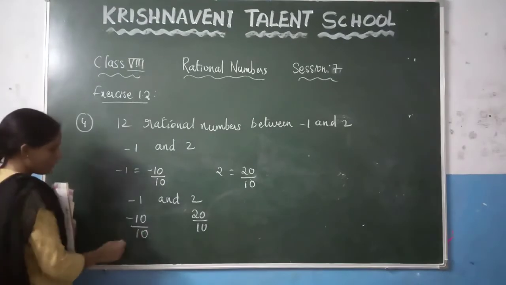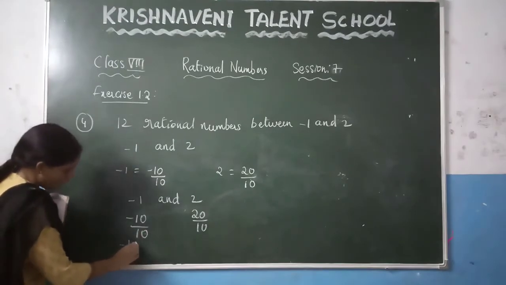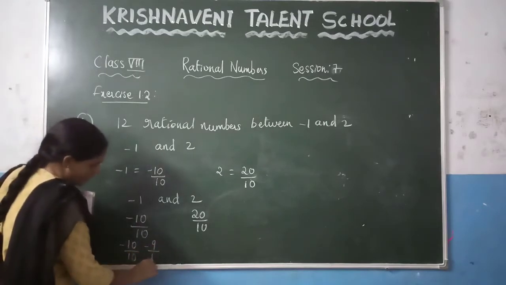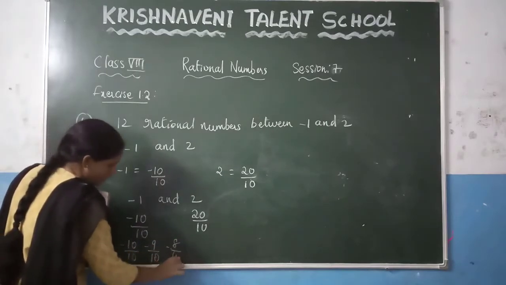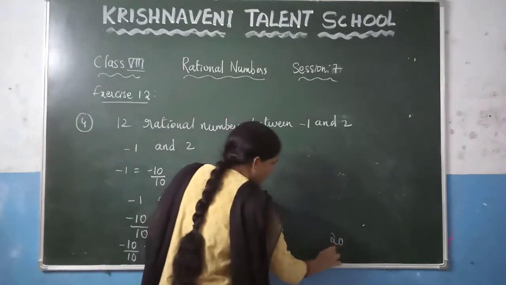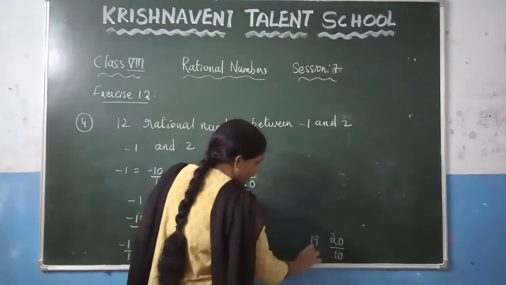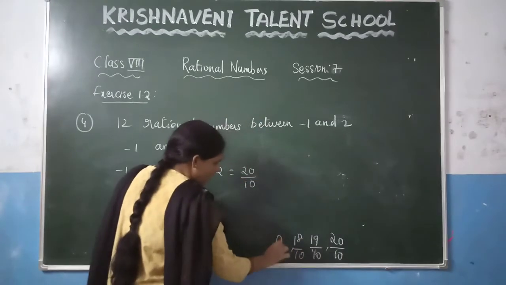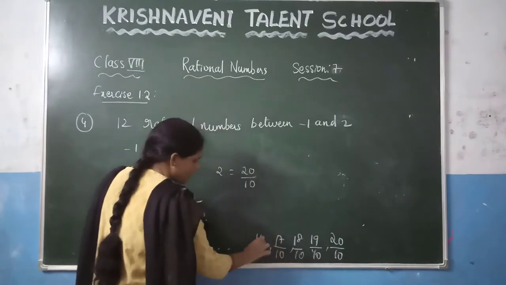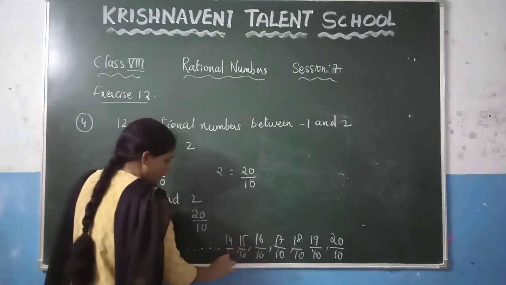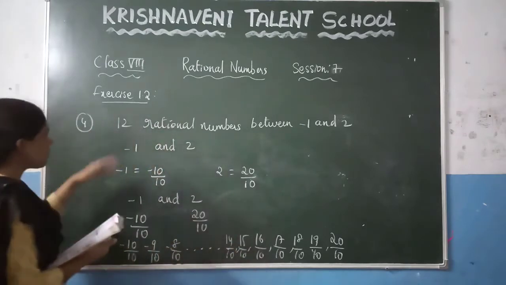You can observe that here minus 10 by 10 is there, and after that you will get minus 9 by 10, minus 8 by 10 and so on. And what is the last number? You got it here, 20 by 10. Before that you will get 19 by 10, 18 by 10, 17 by 10, 16 by 10, 15 by 10, and like that if you keep going, you can write 12 rational numbers.